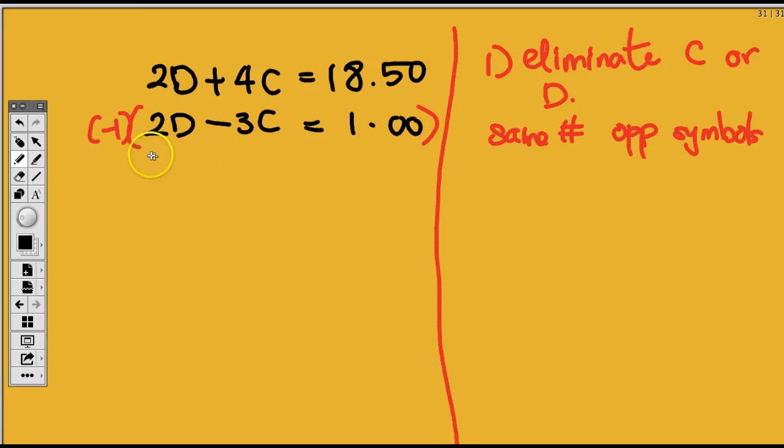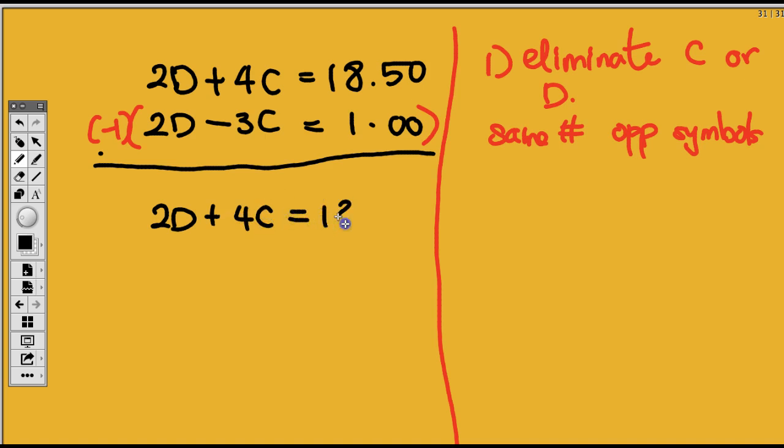Okay? So then we're going to keep going. So what I'm going to do is I'm going to just copy the top, okay? I'm just going to draw a line over here, and then over here I'm going to put 2D plus 4C, and that equals 1850. So I just copied the top equation, okay? Now for the bottom equation, I want to make sure that I multiply everything by -1. So 2D becomes negative 2D, and then negative 3C becomes a positive 3C. And then the $1 becomes a negative 1.00.